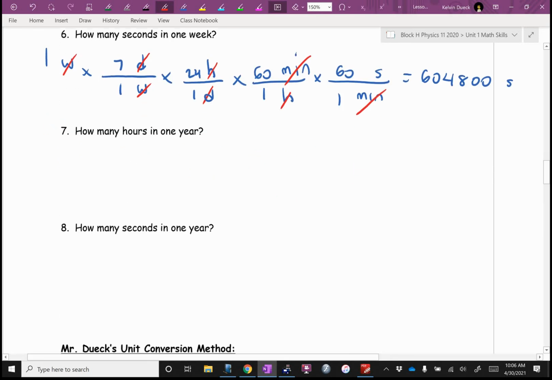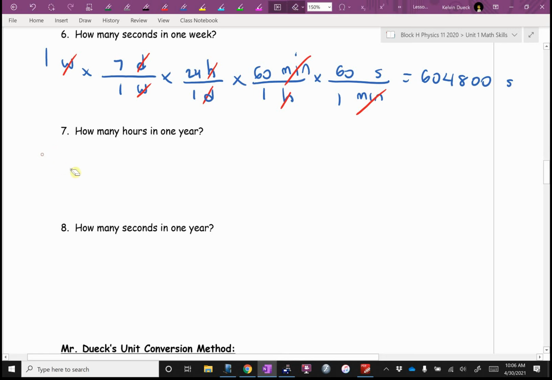Example 7. How many hours in 1 year? Convince me. I'll start out by writing down what they gave me. And again, I would totally give you full marks if you could do it intuitively. But what I'm saying is if you're not sure what to do, write down what they gave you.